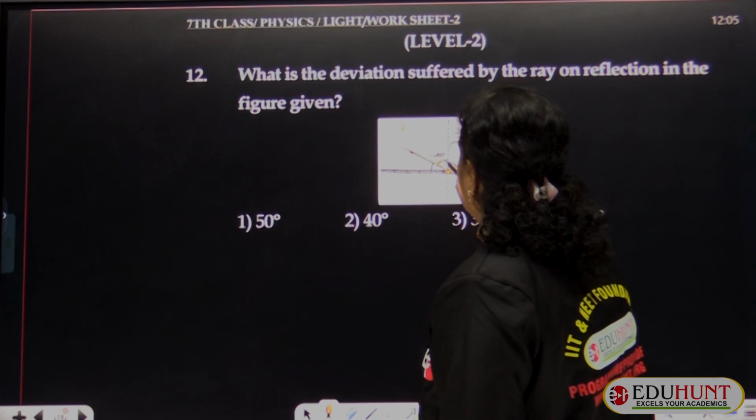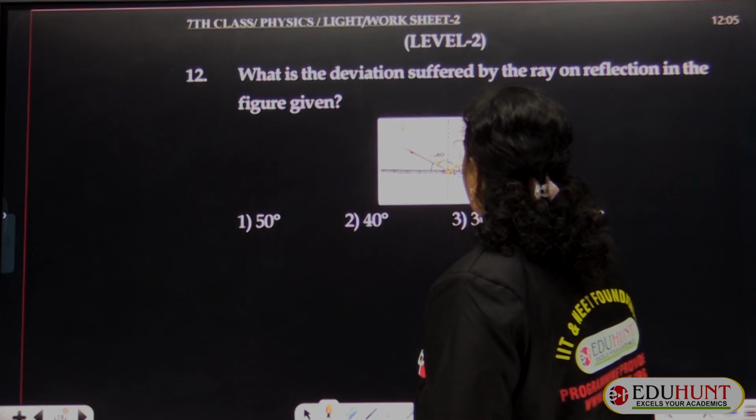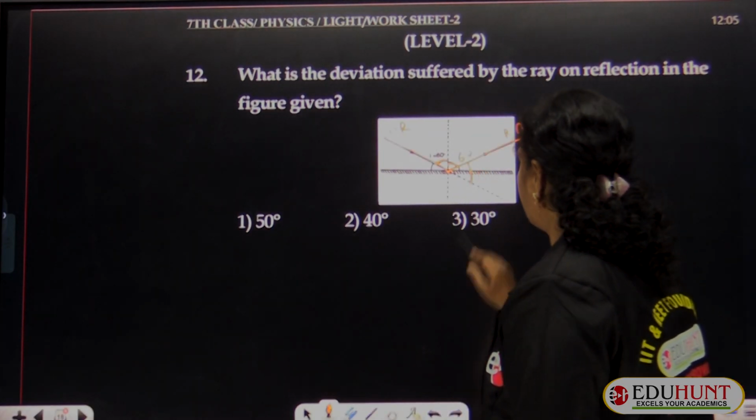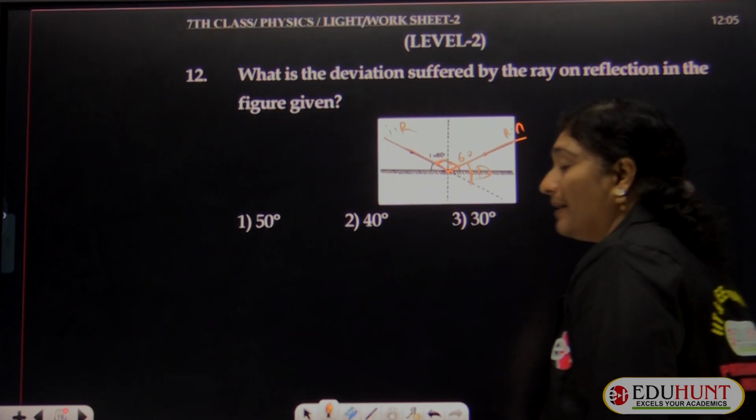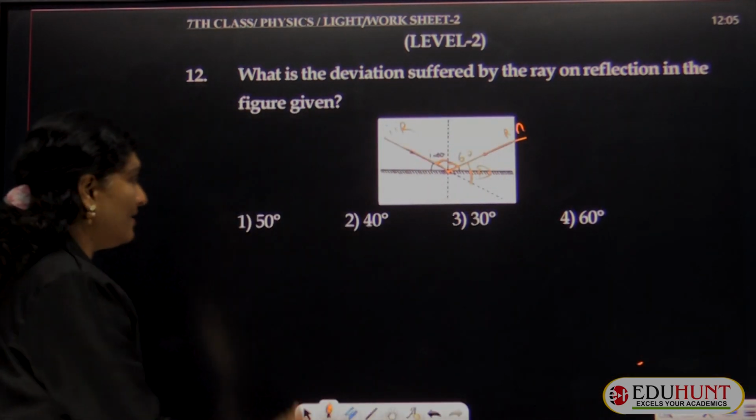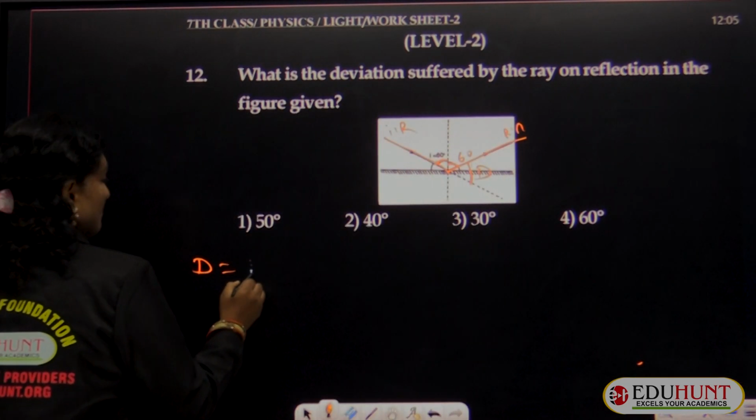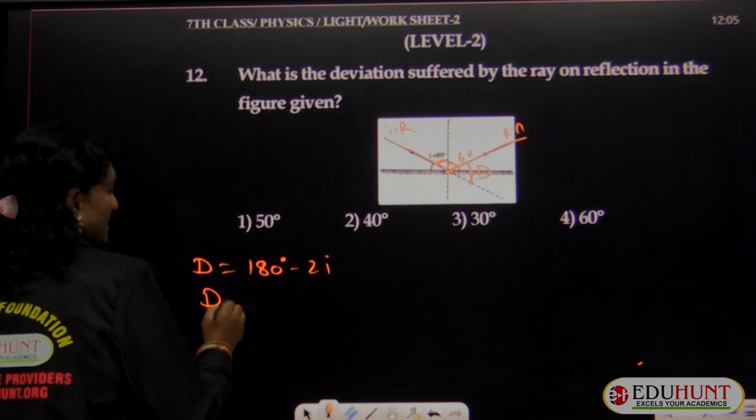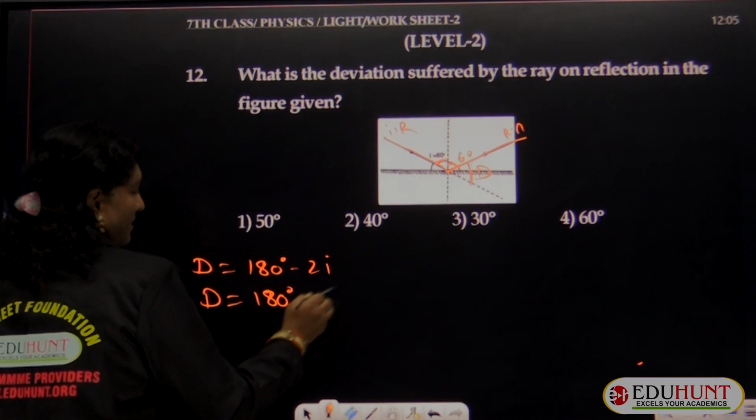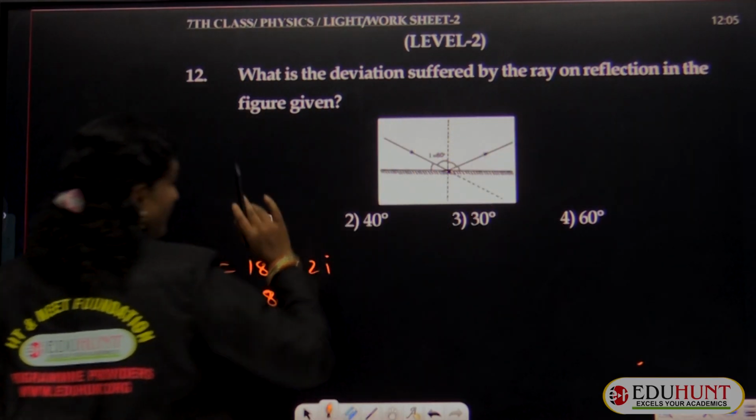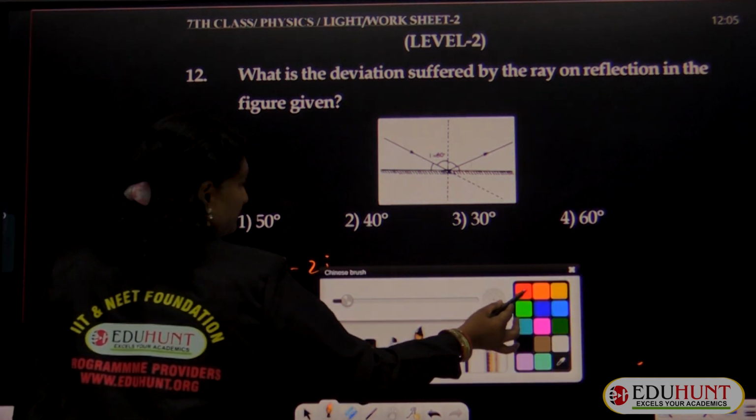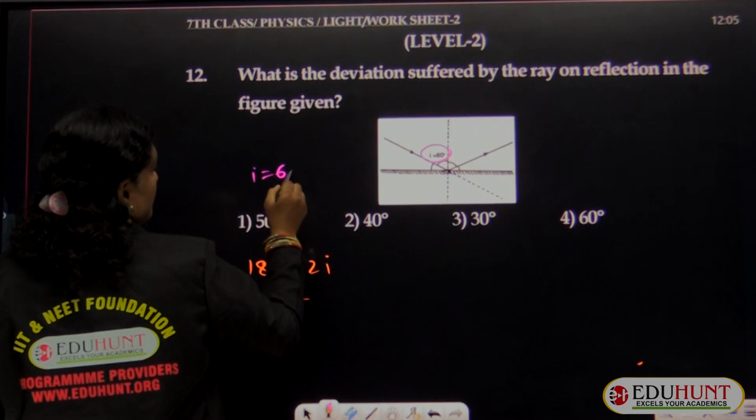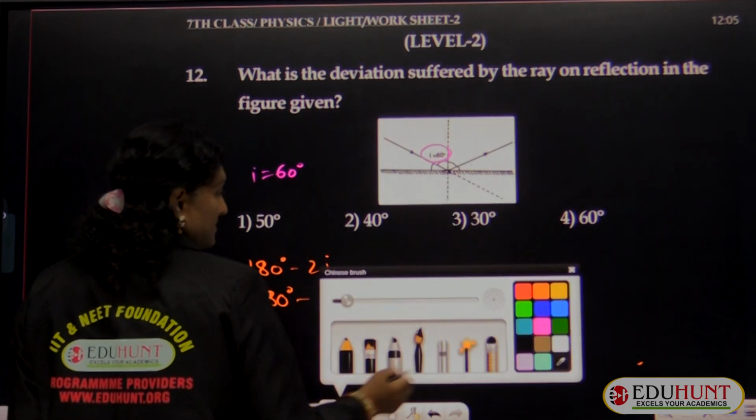If this is 60 degrees, this is also 60 degrees. But this part will be the angle of deviation, which can be written as d or delta. We know the formula for angle of deviation: d is equal to simply 180 minus 2i. So, substituting the value of i here, what is i given in the picture? Here i is given as 60 degrees.